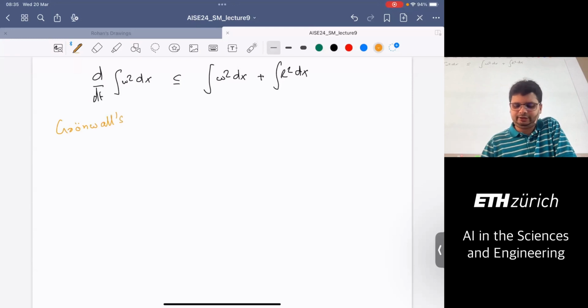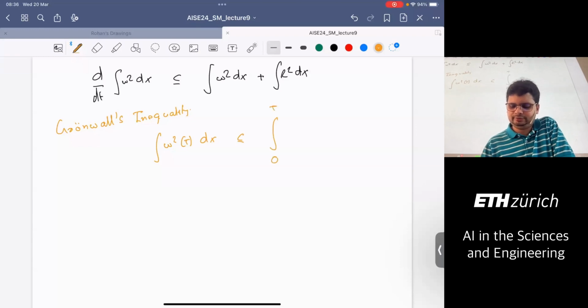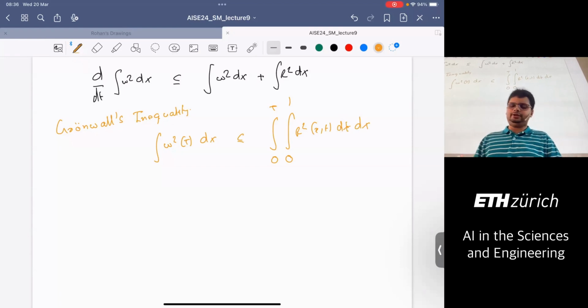It's just telling us that nothing grows faster than an exponential, essentially. And this will tell us that the integral of W squared at time t will be less than or equal to, essentially, the integral from 0 to t, 0 to 1, of R squared of x, t dx dt. Because the initial conditions also agree, the initial conditions vanish, and you're just left with this forcing term.